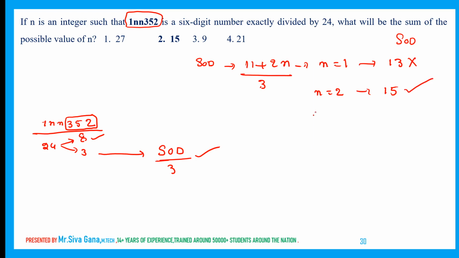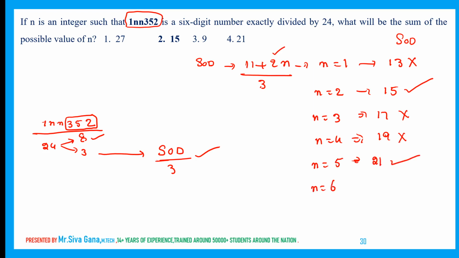Yeah, this is possible. For n is equal to 3, 2 3s are 6, 11 plus 6 is 17, not possible. N is equal to 4, 2 4s are 8, 8 plus 11 is 19, 19 is not divisible by 3, not possible. For n is equal to 5, 2 5s are 10 plus 11, 21. 21 is divisible by 3. Yeah, this is absolutely okay.